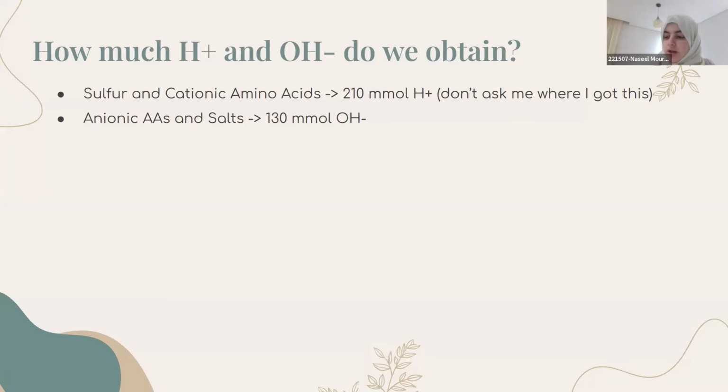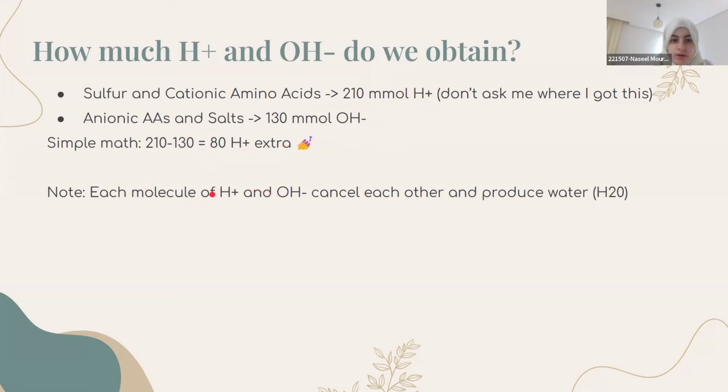So you basically have, yes, we do have an excess, okay? We have an excess of hydrogen, okay? We have actually 80 millimoles difference, okay? Because we said from the food you get 210 hydrogen and 130 hydroxide, okay? So again, we said that each molecule of hydrogen and hydroxide would neutralize each other and become water. So this means that these extra 80 ions must be excreted.